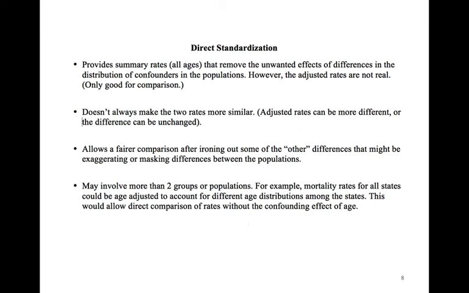But you should always remember that the age-adjusted rates are not the real rates. They are a constructed rate, but they are very useful for comparing different populations and places. Doing the standardization or age adjustment doesn't always make two rates more similar. They can actually become more different when you adjust them, or they can remain unchanged. In this example we compared two different places or populations, but in fact you can compare many different places. So one could calculate age-adjusted mortality rates for all the states in the United States for a given year, with some states, for example, having younger populations and others having older populations.